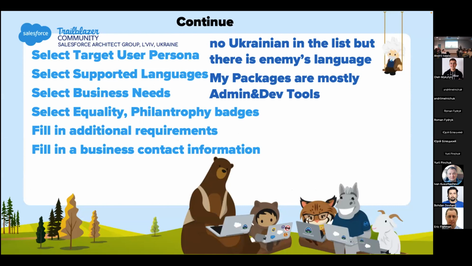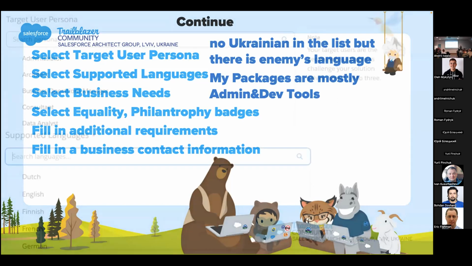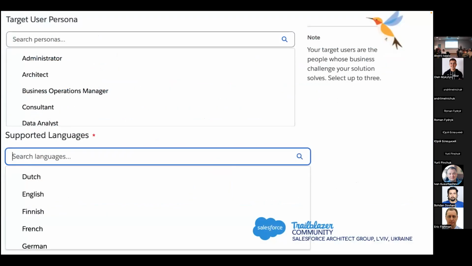So there is no Ukrainian in the list currently, but there is another language. And on the business needs, I usually put admin and dev tools. So let's see, you can select target user persona. Usually I select an administrator because mine usually are administrative tools. Next one, we can select supported languages, usually it's only English.